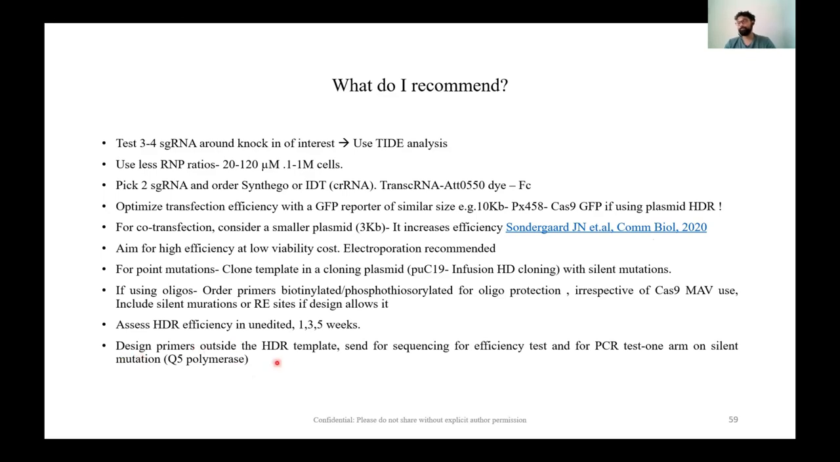Then design primers outside your HDR template for validation, right? And one set of primers you should always have with one arm at the silent mutation in your HDR oligo. This will help you identify the true edit. The first step would be that you amplify from outside the arms, right?